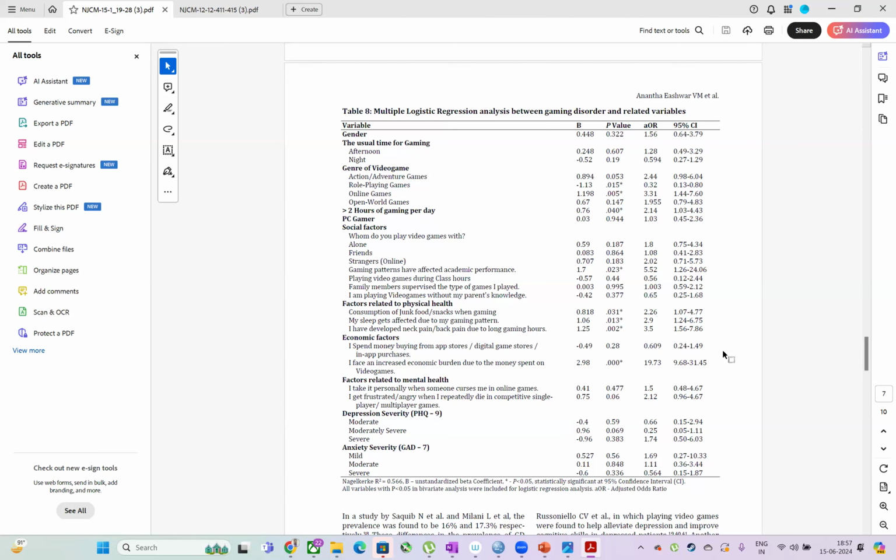But beta coefficient is different. Yes, beta coefficient is different, but as I said, beta coefficient and adjusted odds ratio are closely related. When the adjusted odds ratio is greater than 1, the beta coefficient will be positive. When the adjusted odds ratio is less than 1, the beta coefficient will be negative. But if you have the odds ratio, it is enough.